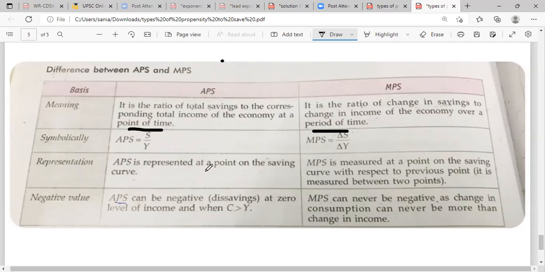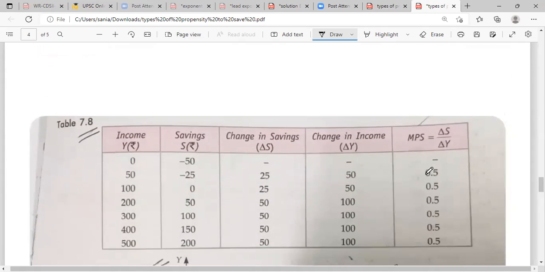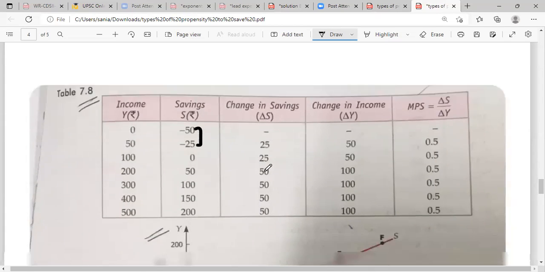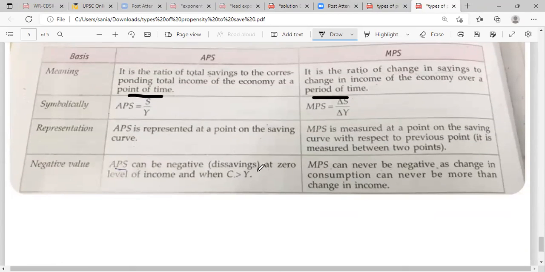And APS is represented at a point on the saving curve, and MPS is measured at a point on saving curve with respect to the previous point, right? For example, you were calculating MPS, but you need the previous one as well. Like, for example, you need change in savings. So you need the previous one as well as the present one, right?